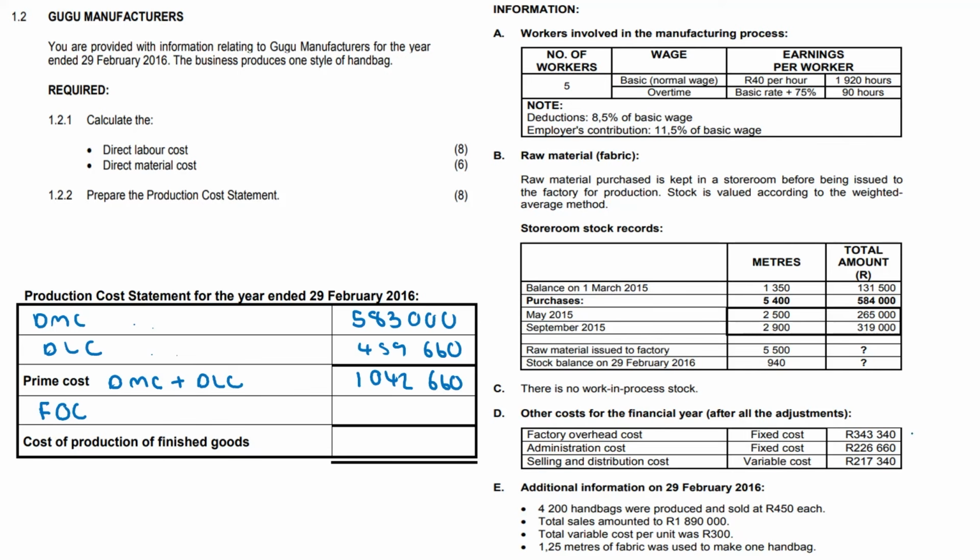Okay, so this 340,000 represents factory overhead costs. And if we add the prime cost and the factory overhead cost, we get our cost of production of finished goods. And that amount is going to be 1,386,000. And that's it for the question.